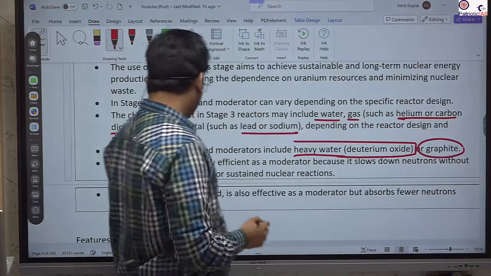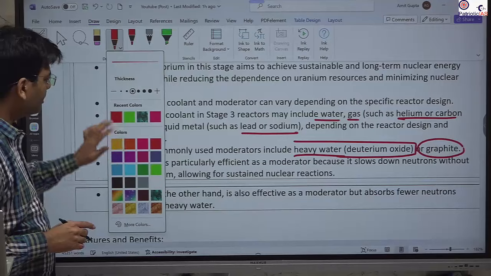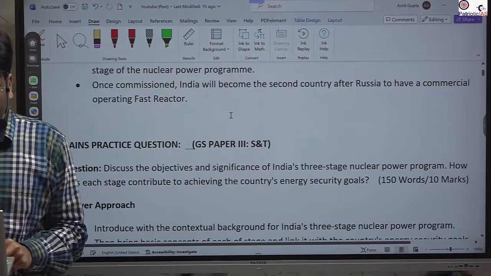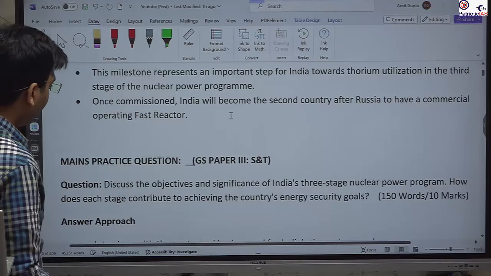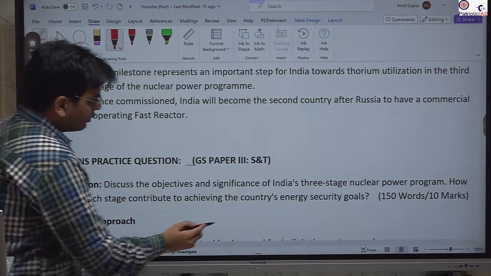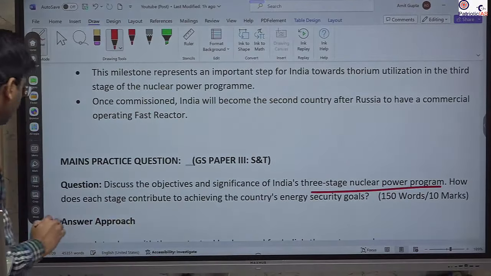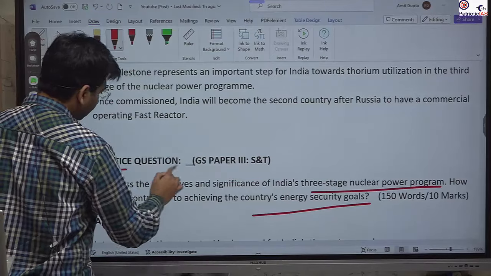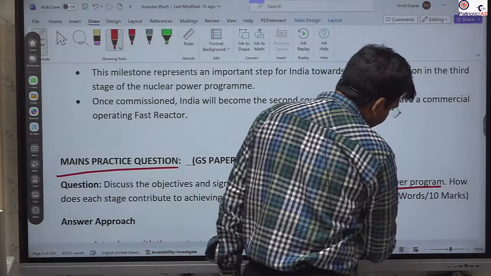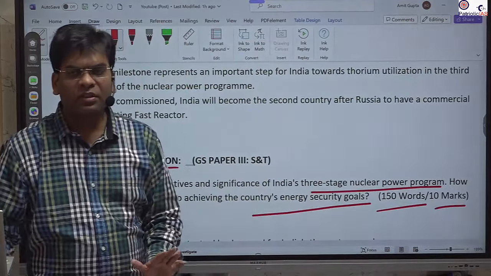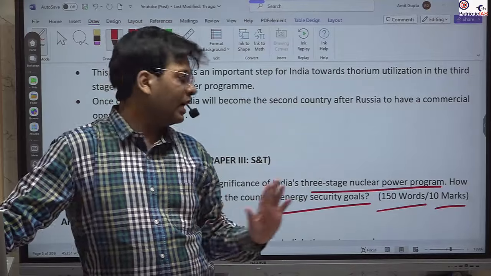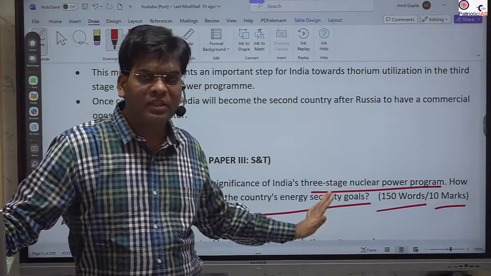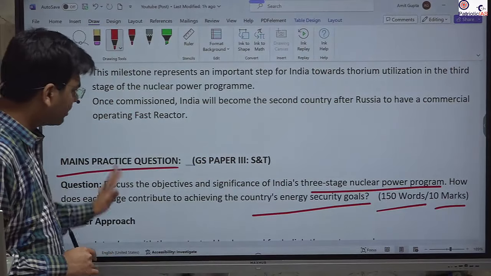So here you should remember, you don't have to go into the detail, but you should know the basics about these three stages of the nuclear power program of India. UPSC can ask a question based on this: discuss the objective and significance of India's three-stage nuclear power program. How does each stage contribute to achieving the country's energy security goals? Please write the answer to this question in 150 words, for 10 marks, and submit your answer in the comment box. We will try to evaluate it, give any feedback if needed, and we will provide the answer approach as well. This is the homework for you for today.